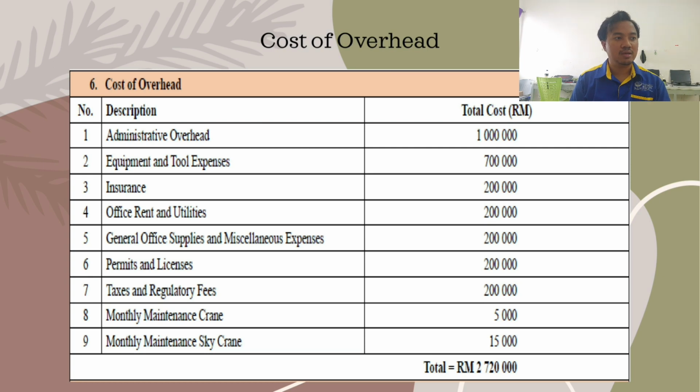General office supplies and miscellaneous expense, which is 200,000. Permits and license 200,000. Taxes and regulatory fees 200,000. Monthly maintenance grant is 5,000 ringgit. And lastly is a monthly maintenance sky crane 15,000 ringgit. So the total cost of it is 2,720,000 ringgit Malaysia.